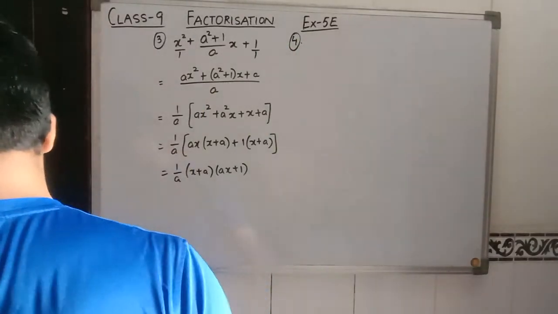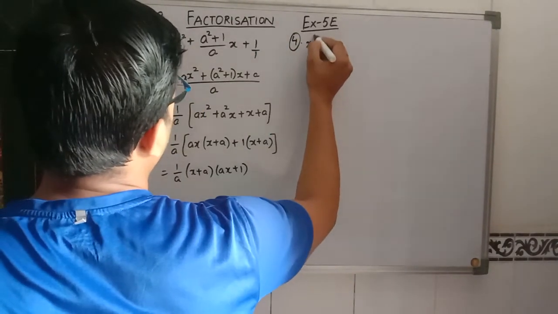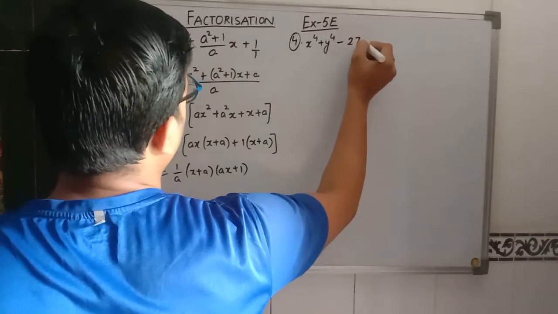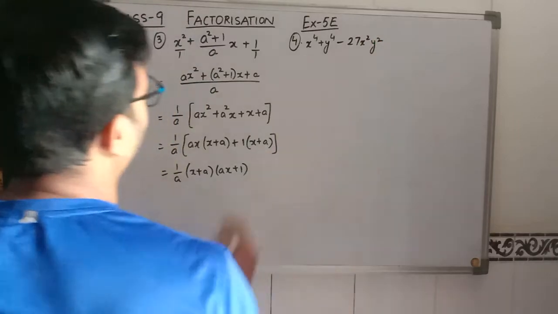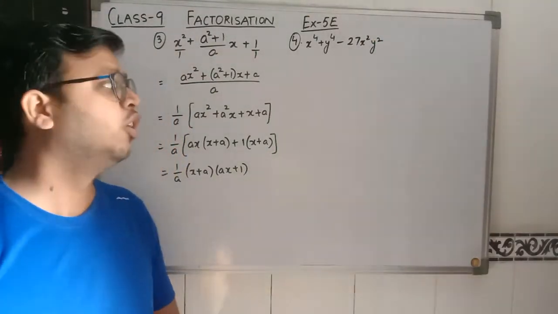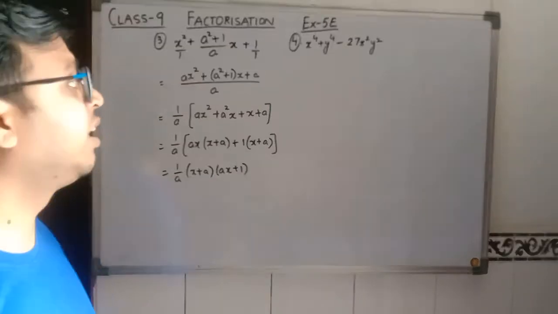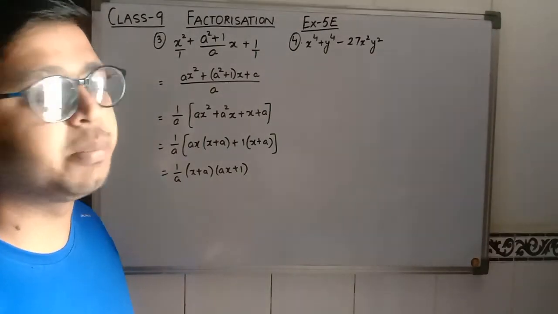Now we are coming to question number 4. x to the power 4 plus y to the power 4 minus 27 x square y square. Again, we have three terms. So first of all, in our mind, middle term splitting can come, but in this question, middle term splitting cannot be applied.